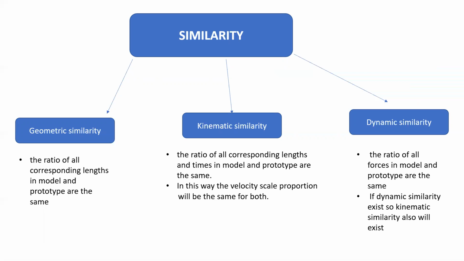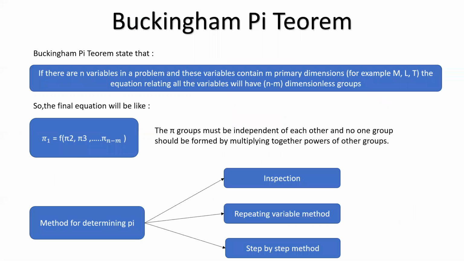In this way, the velocity scale proportion will be the same for both, that is for model and prototype. Next, dynamic similarity. Dynamic similarity is when the ratio of all forces in model and prototype are the same. If dynamic similarity exists, then kinematic similarity also will exist.